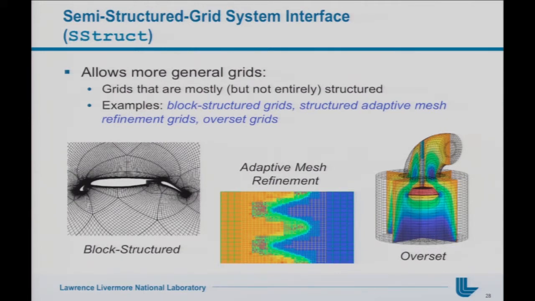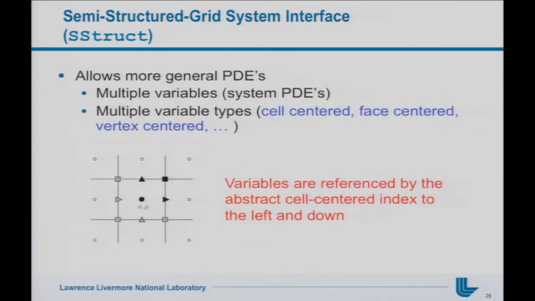Probably the most interesting interface we have in the library is this semi-structured grid interface. And this is sort of an extension of what I just showed you. It generalizes it in several ways. It's for problems that have a lot of structure in them, but they're not entirely structured. OK, so here's some examples. Block structured grids, structured adaptive mesh refinement, overset grids. All of these things can be described through this interface.